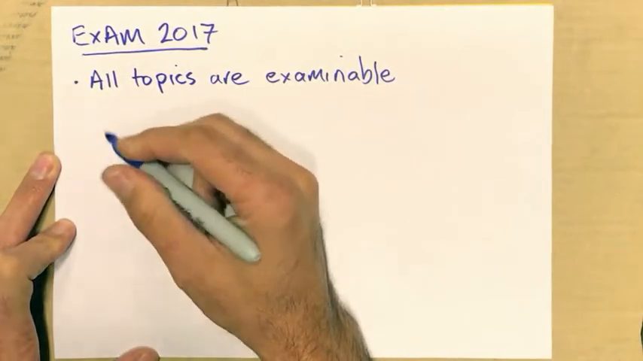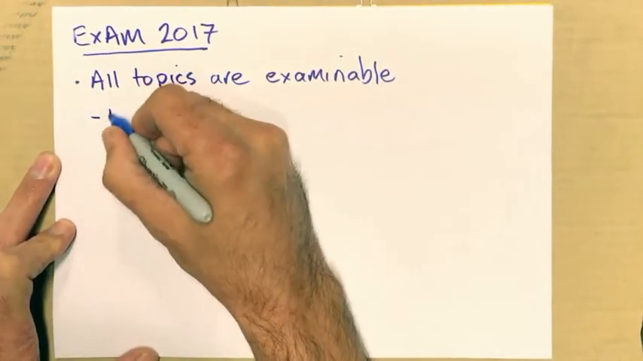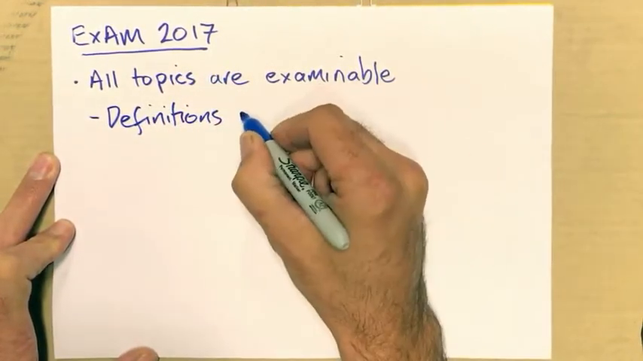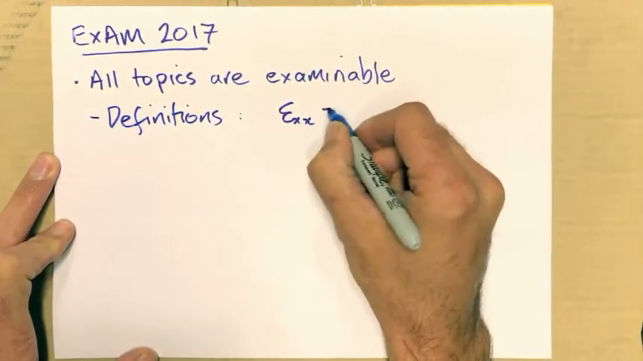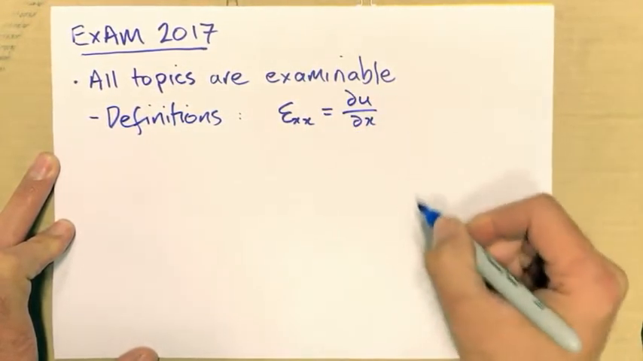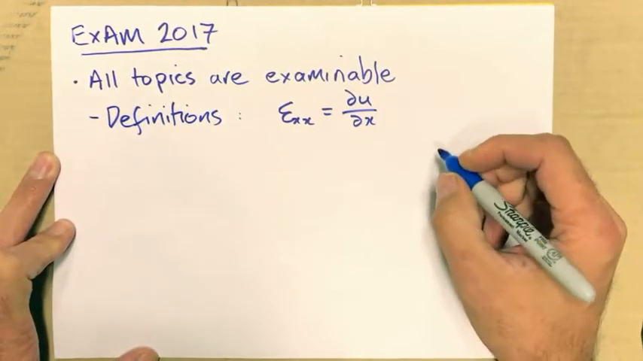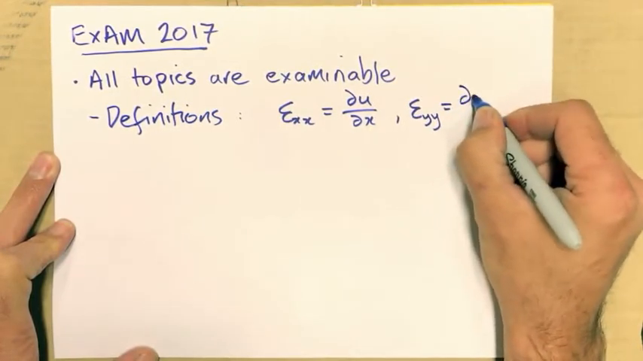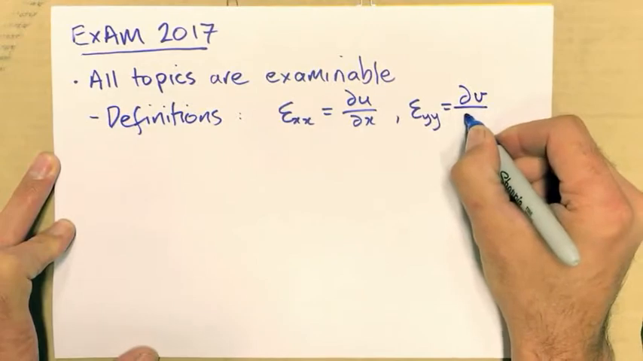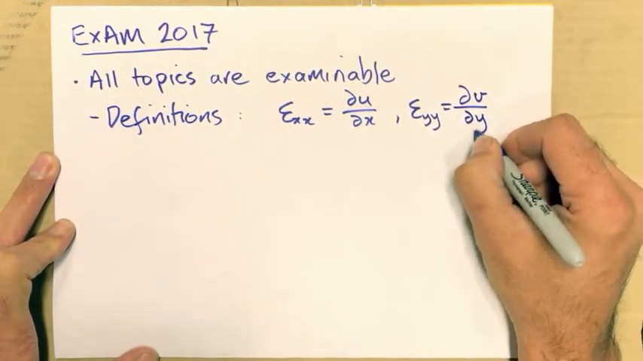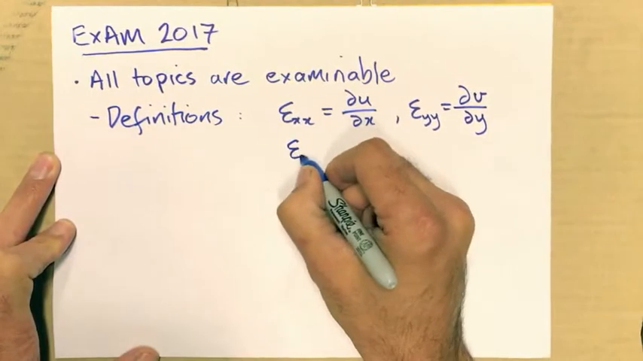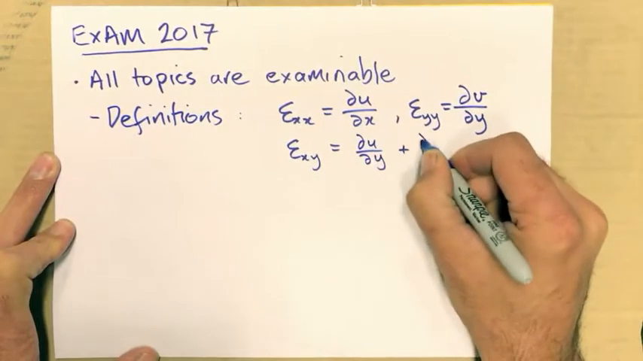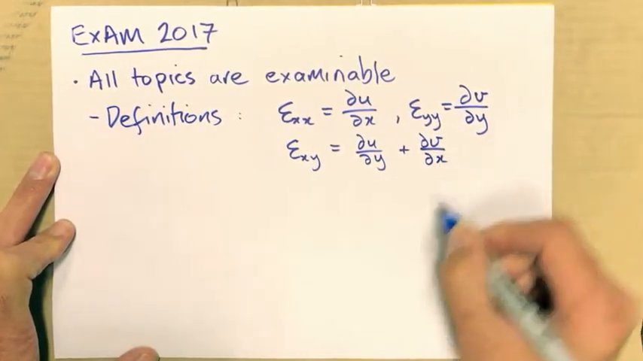Okay, so first of all we started off with definitions. Okay, and the only ones I expect you to remember are the definition of strain, which is the derivative of the displacement, in this case with respect to x. The y strain will be the derivative of the vertical displacement, for example, or the y displacement with respect to y, and the shear strain I would expect you to know is equal to this. Okay, expect you to know that.